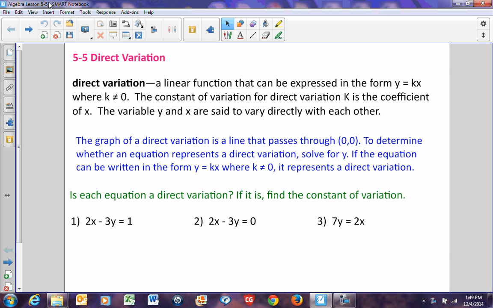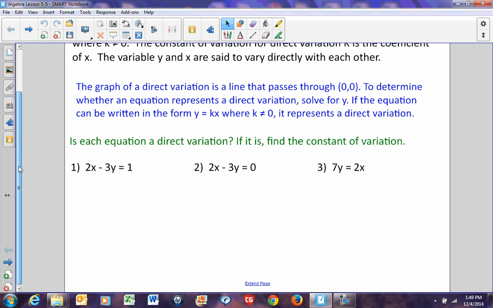The graph of a direct variation is a line that passes through the point (0, 0). To determine whether an equation represents a direct variation, you're going to solve for y. If the equation can be written in the form of y equals kx, provided k is not equal to 0, it represents direct variation. We'll do a couple of examples here. Is each equation a direct variation? If it is, find the constant of variation.